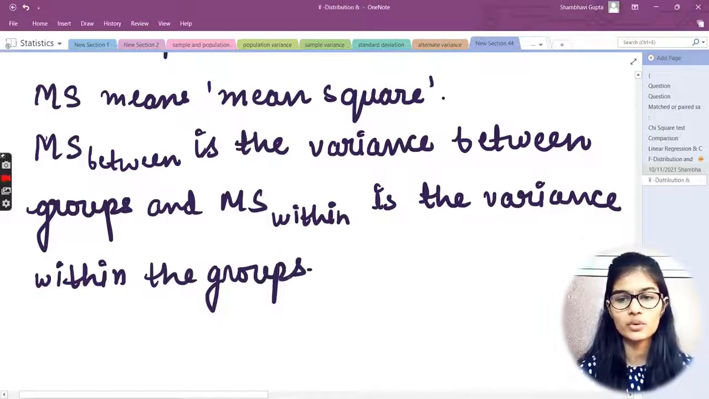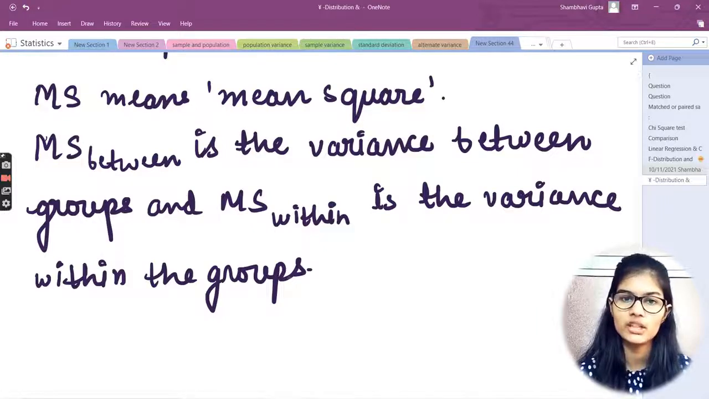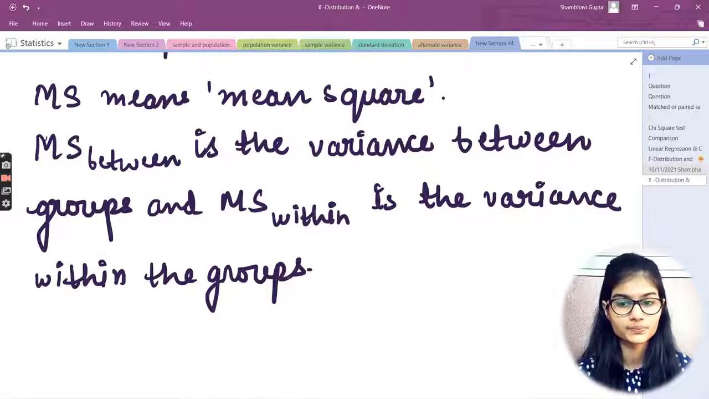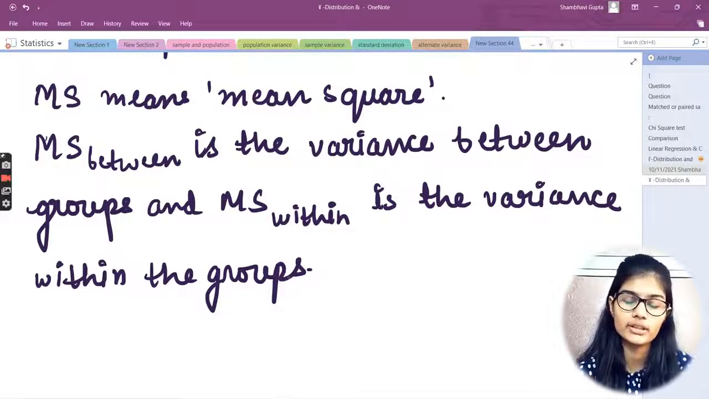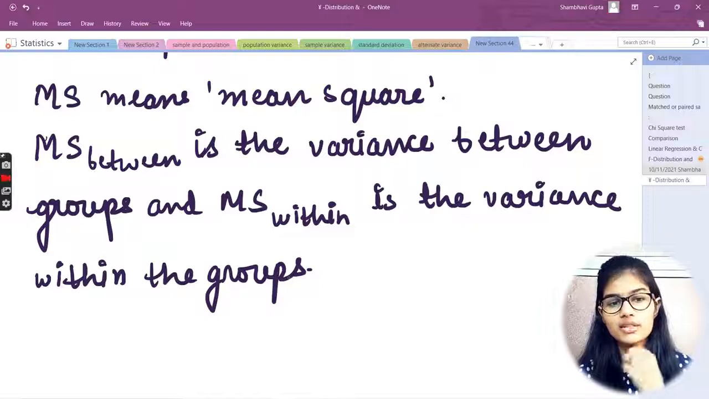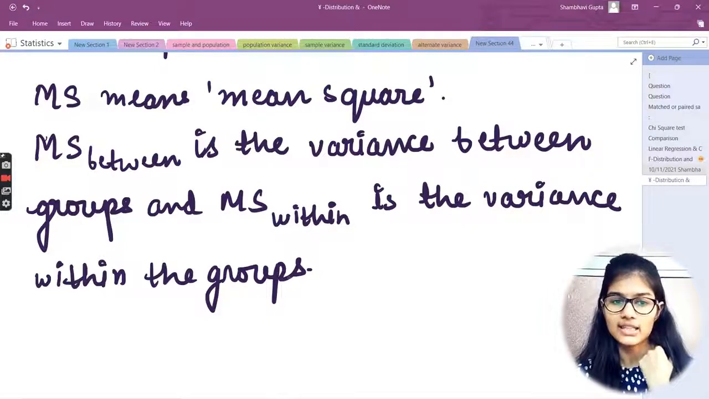So that was about the MS, the mean square, right? MS between is the variance between the groups, and MS within is the variance within the group. Both are different things, right? Variance between the groups is one thing, and variance within the groups is again a different thing, right? So this is about the MS, that is the mean square.